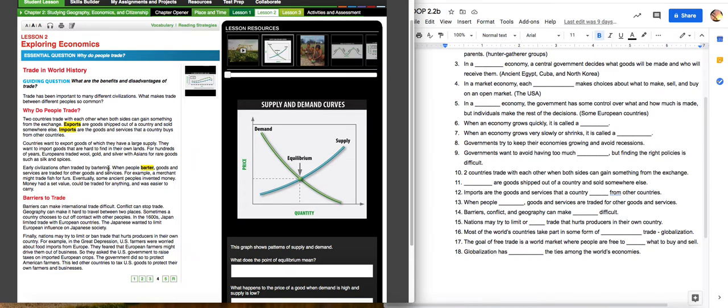Early civilizations often traded by bartering. This is number 13. When people barter, goods and services are traded for other goods and services. For example, a merchant might trade fish for furs. Eventually, some people invented money. Money had a set value so that you could be traded for anything that was easier to carry. Okay, so guys, back in the day, it was bartering. You have chickens, I have pigs. You sell me eggs, I give you a pig. The problem with that system is you want eggs every single day, but you don't need a pig from me every single day. And so bartering doesn't always work.